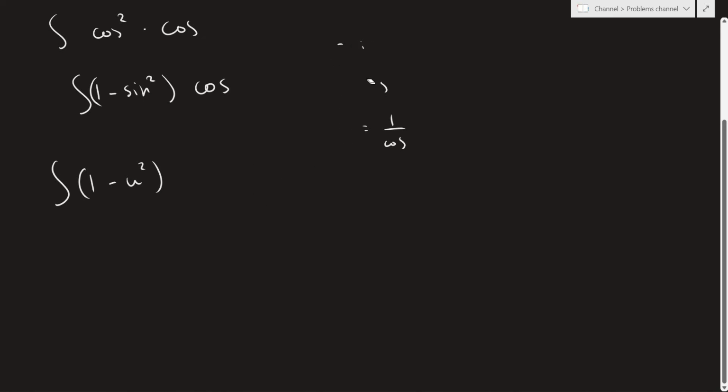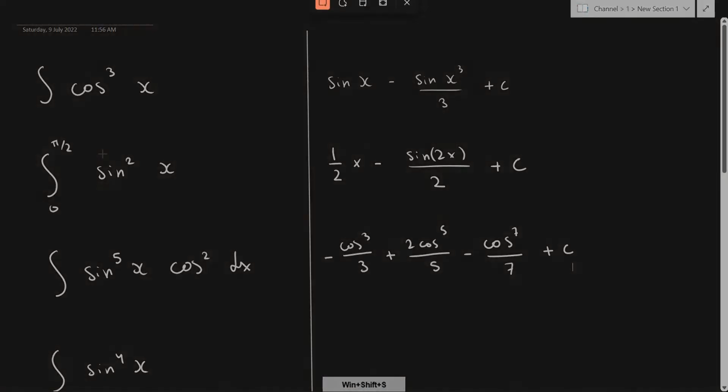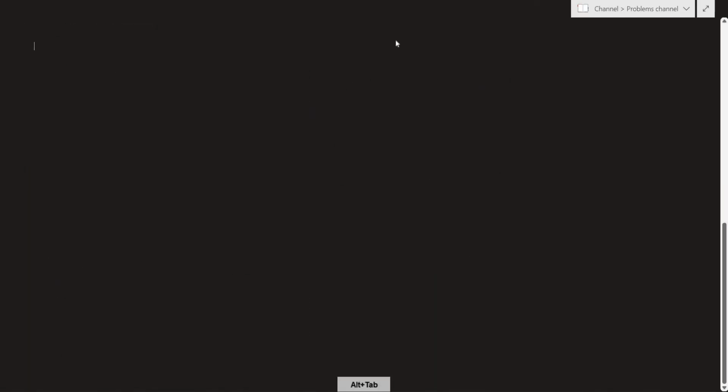Great. Now we can integrate. The integration of 1 is u. So u minus the integration of u squared, which is u cubed over 3. And we chose u to be sine, so it's going to be sine minus sine cubed over 3 plus c. And that's it.